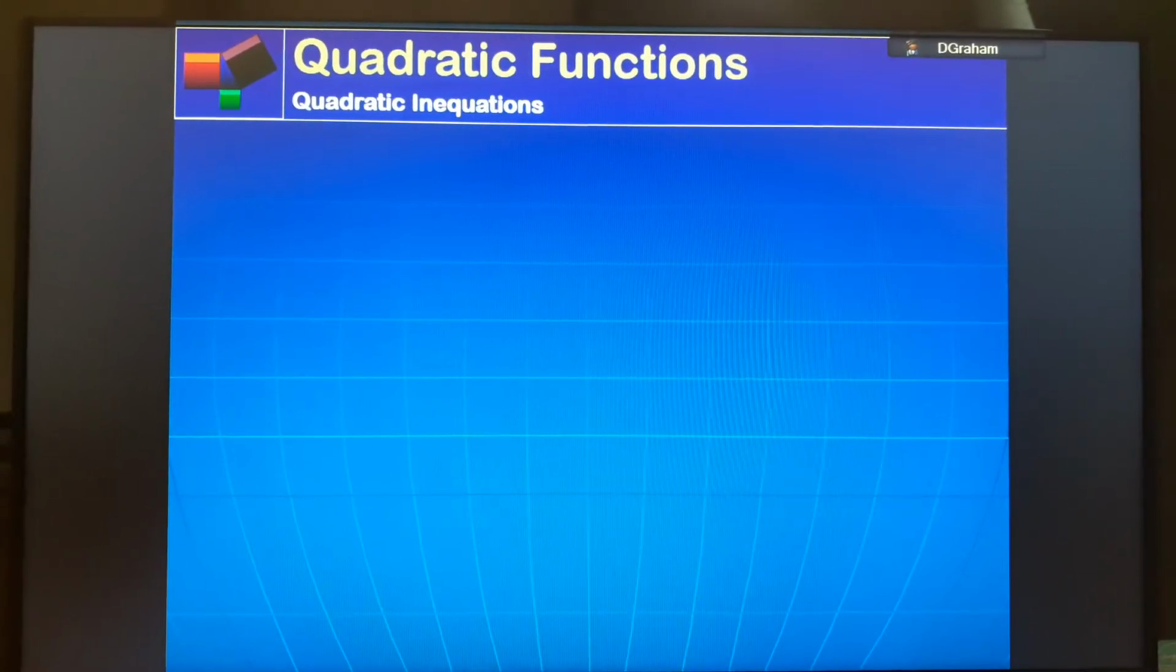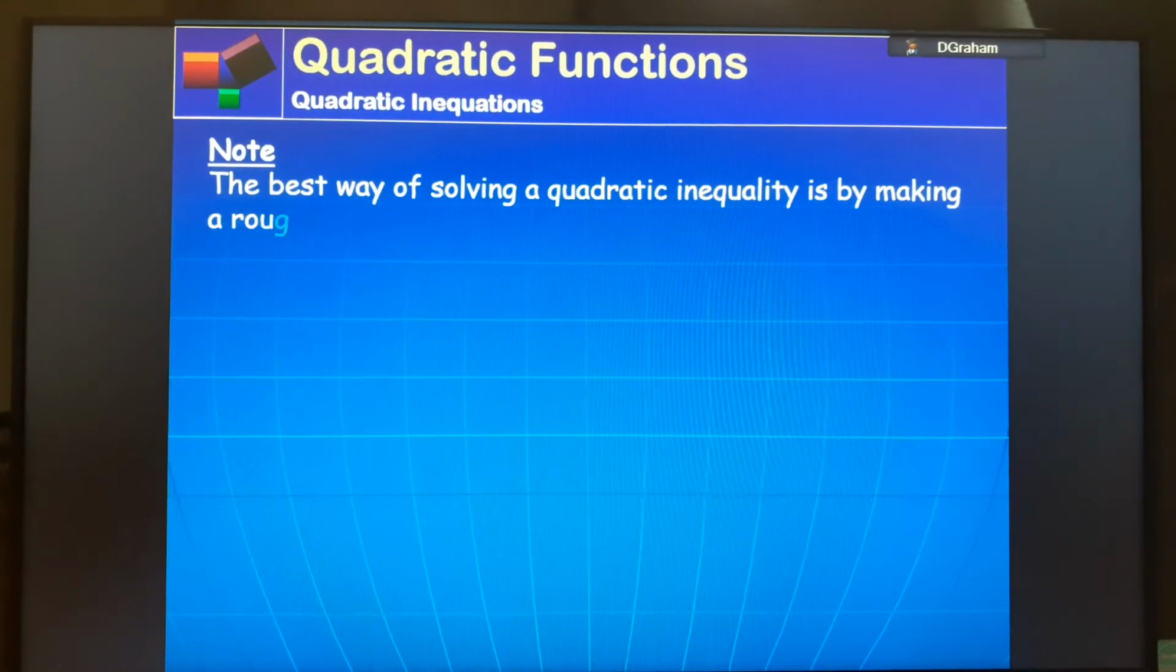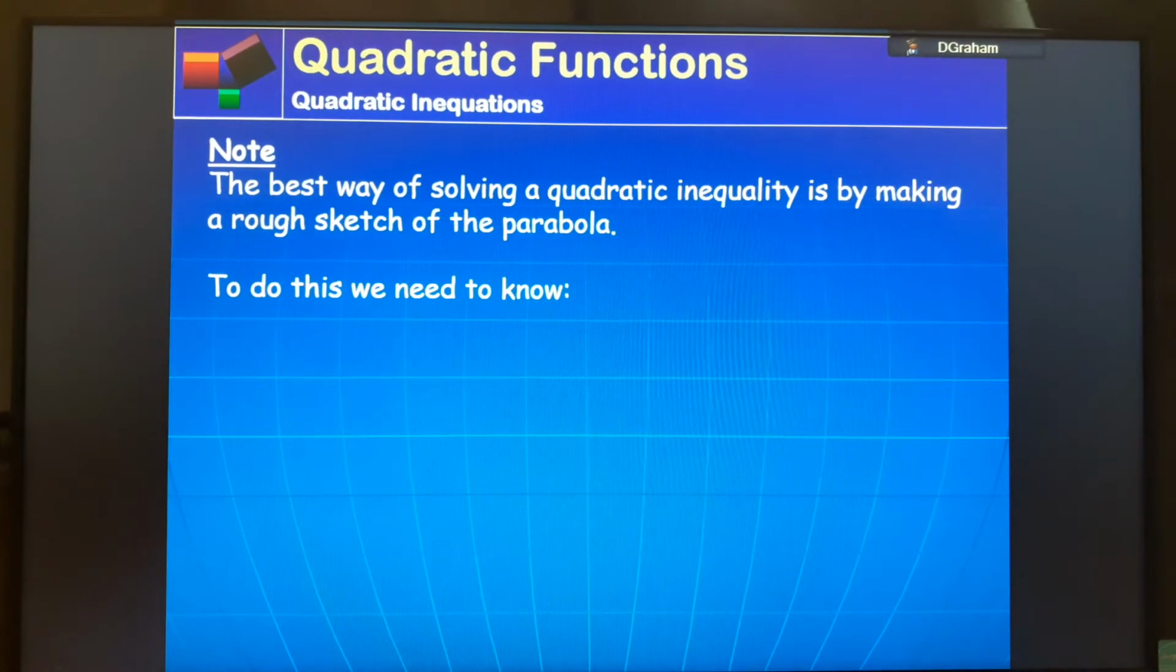Good morning, and today we'll be looking at quadratic inequations. We've already looked at solving quadratic equations, so we're going to be looking at something very similar to a quadratic equation, but it's an inequality sign that we have, and we treat it a little bit differently. So the best way to solve a quadratic inequality is by making a sketch of the parabola.